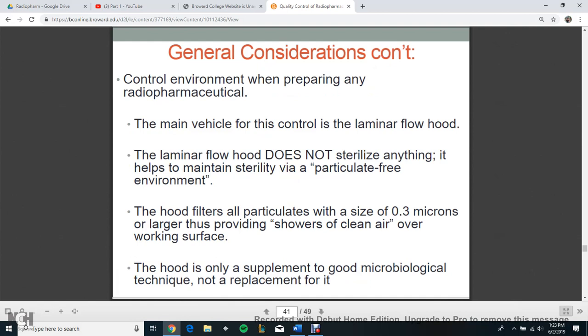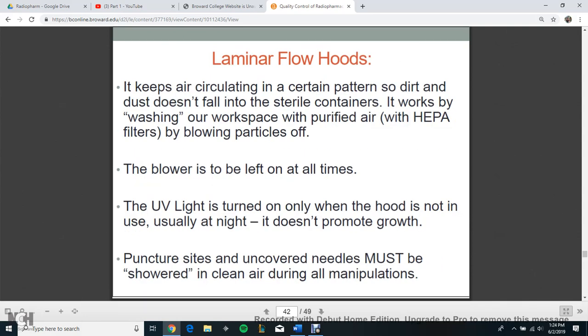Control the environment when preparing any radiopharmaceutical. The main vehicle for this control is the laminar flow hood. The laminar flow hood does not sterilize anything. It helps to maintain sterility via a particulate-free environment. The hood filters all particles with a size of 0.3 microns or larger, thus providing showers of clean air over the working surface. The hood is only a supplement for good microbiological technique, not a replacement for it. It keeps air circulating in a certain pattern so dirt and dust don't fall into the sterile containers.